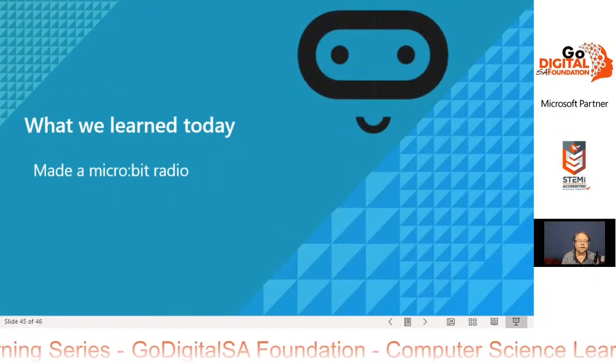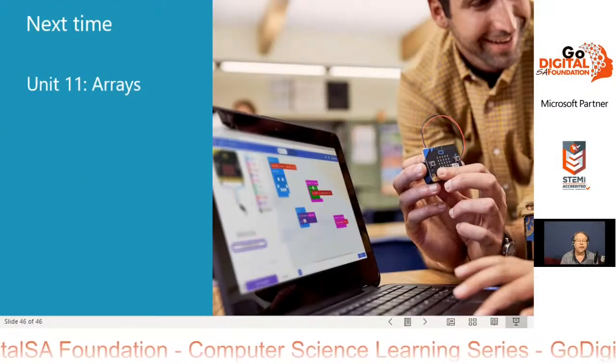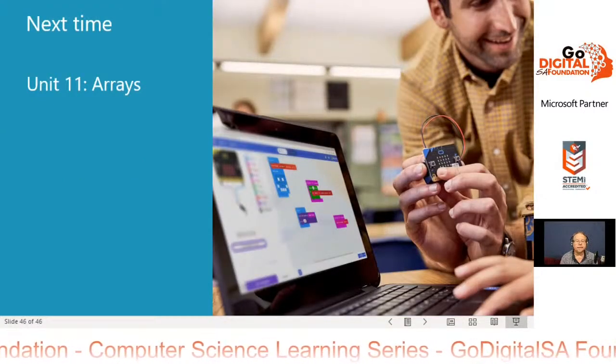Okay, so we made a microbit radio. So next time we'll be doing Unit 11, arrays. Okay, so I'll see you next time.